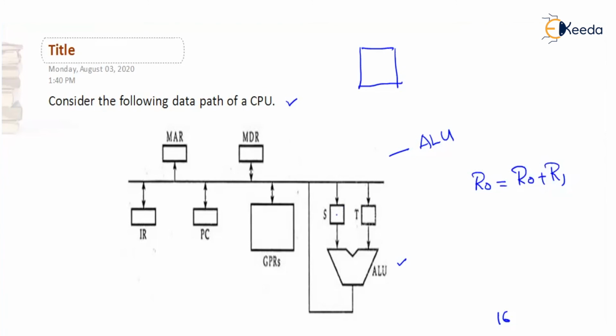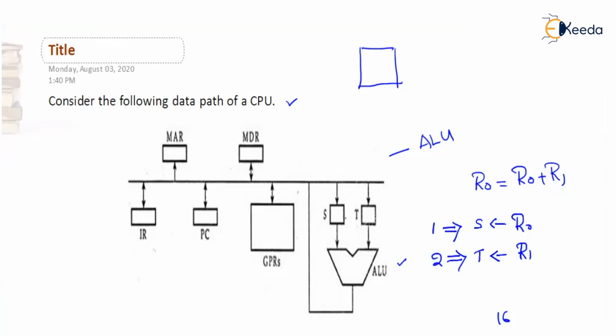Which requires 2 clock cycles. The first clock cycle, R0 to S, requires 1 clock cycle. The second clock cycle, R1 to T. So R0 is loaded in S, R1 is loaded in T. This is the only delay from the architecture side to perform an operation. But the ALU will not take any time.